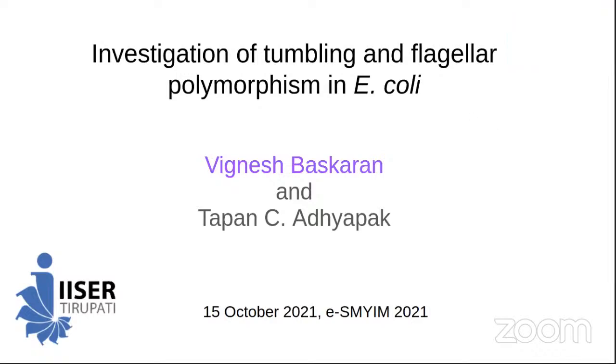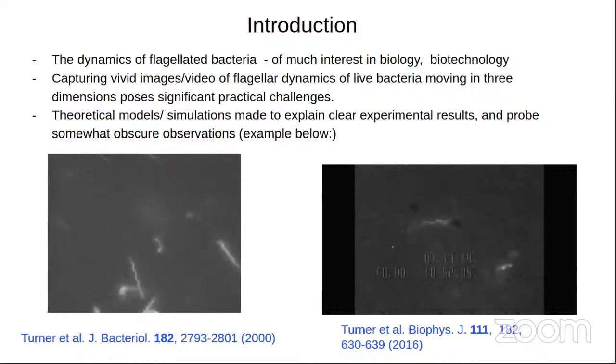So the topic is, as I told, investigation of tumbling and flagellar polymorphism in E. coli. We all know that E. coli are a pretty interesting species to study, especially the locomotion, which has a lot of relevance in biology and biotechnology. Obviously, we know that they can cause infections. They have pathogenicity, and E. coli are pretty simple to study in terms of their physics, their biochemistry and their genetics, reportedly from biologists and biochemists.